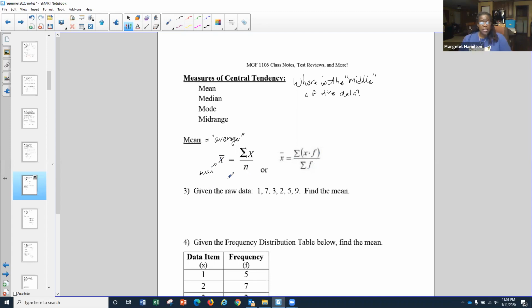The mean says that we're going to take the sum, the summation symbol you've seen before, of our X values, and then divide it by our N. And we just talked about what N means. N is the number of our data items. That hasn't changed, and that is not going to change. Or we're going to use this formula again.